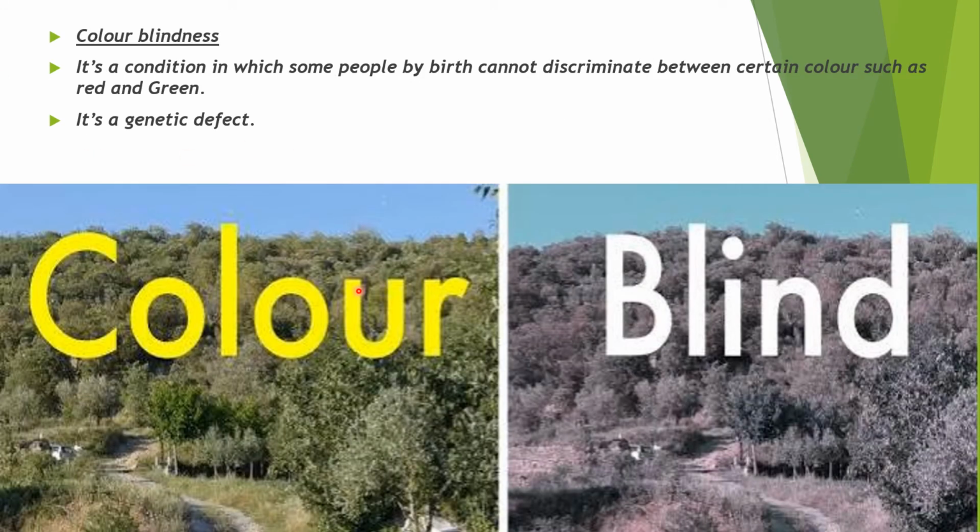Now, color blindness is a genetic defect, a hereditary disease. It means it passes on from one generation to the other generation. This is the vision of a normal eye, and this is the vision of a colorblind eye. Color blindness, as I said, is a genetic disease, and the most common type of color blindness is the red and green color blindness. A person cannot differentiate between red and green colors. So since it is a genetic defect, correction would be through gene therapy.